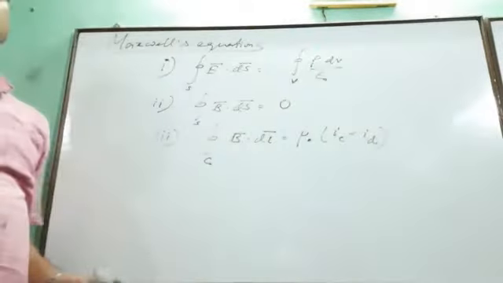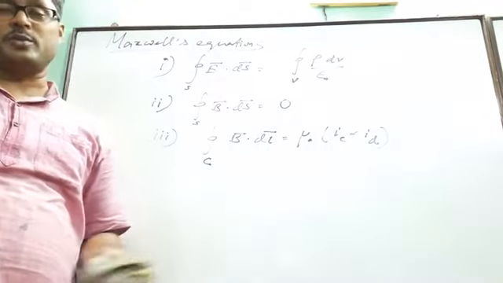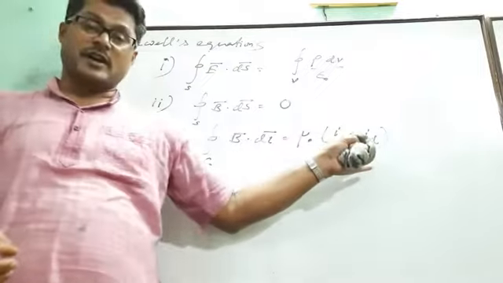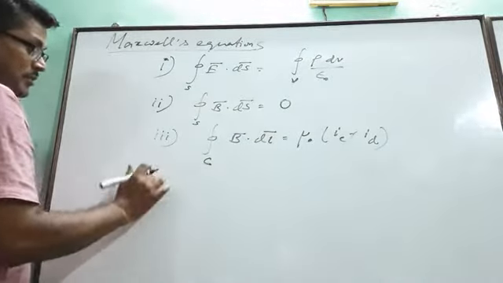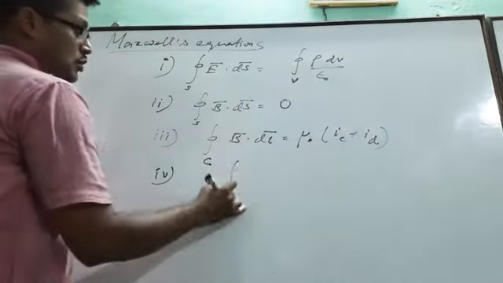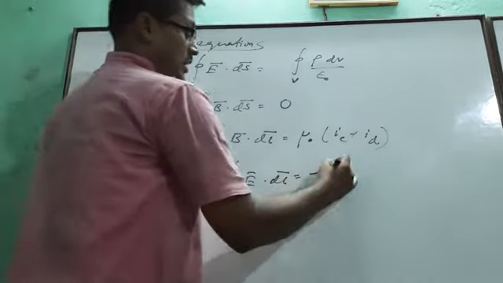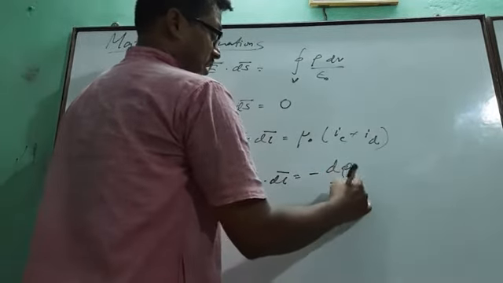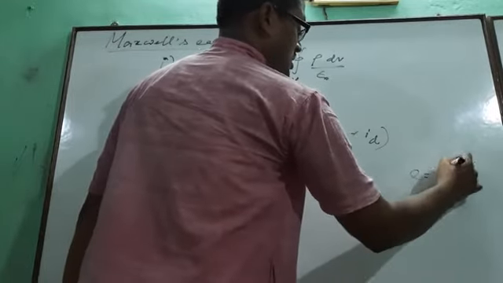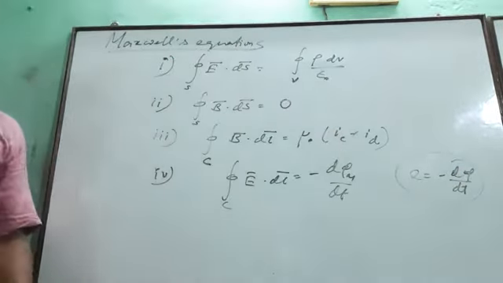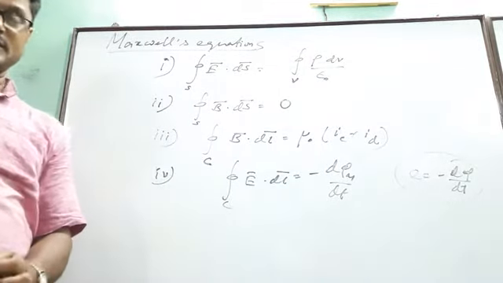Now conduction current means the current which is generated through a conductor, that I know, I equals neAv. But what is displacement current? That I will discuss. Number 4, we have closed integral of E dot dl equals minus d phi m by dt. It is nothing but E equals minus d phi by dt, which is Faraday's law, and that minus sign indicates Lenz's law direction.